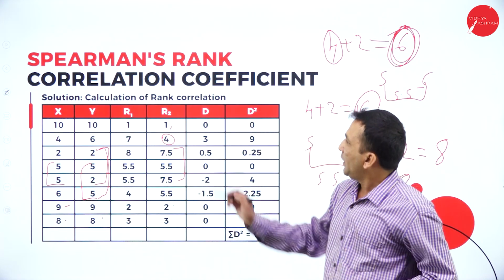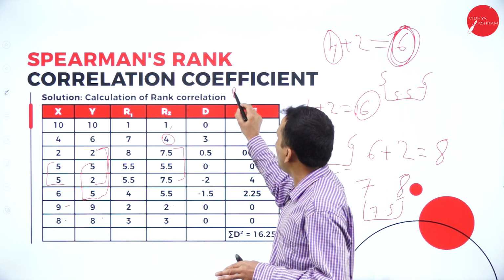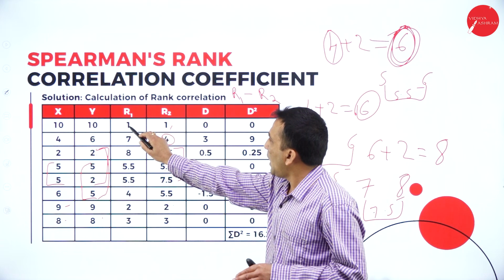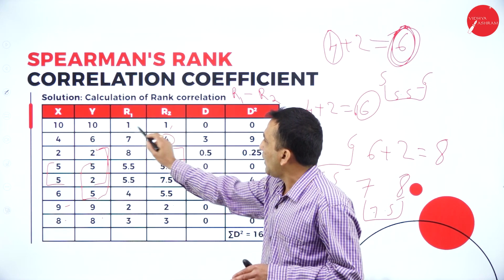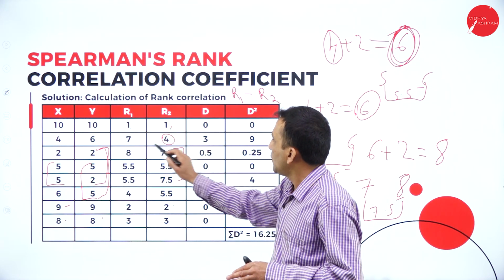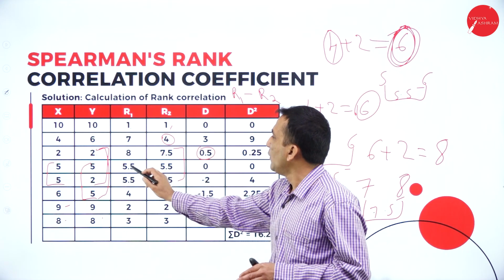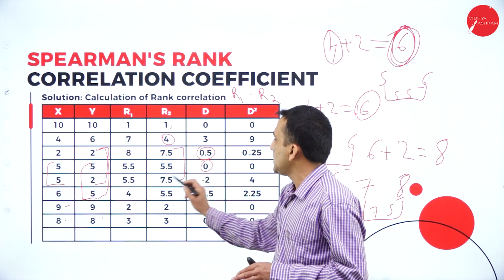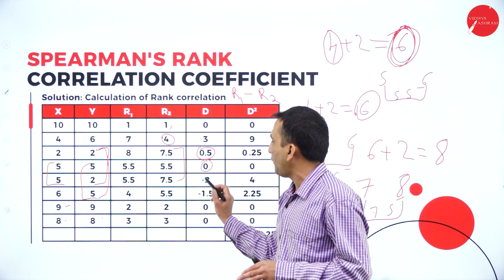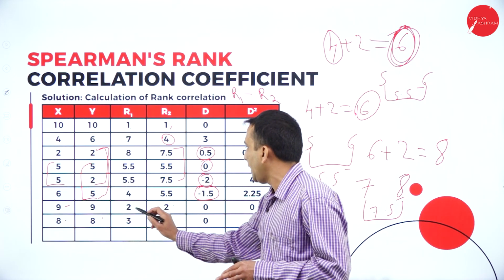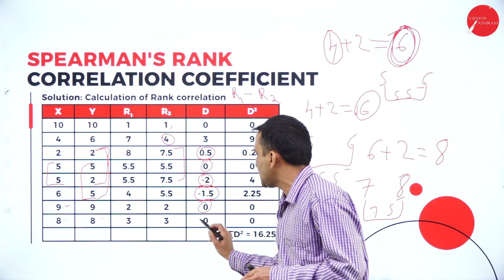So moving to D. To find D, R1 minus R2. So R1 minus R2: 1, 0; 7 minus 4, 3; 8 minus 7.5, 0.5; 5.5 minus 5.5, 0; 5.5 minus 7.5, minus 2; 4 minus 5.5, minus 1.5; 2 minus 2, 0; 3 minus 3, 0.